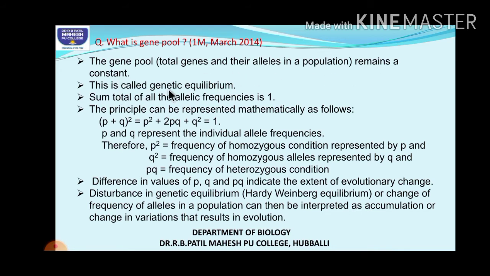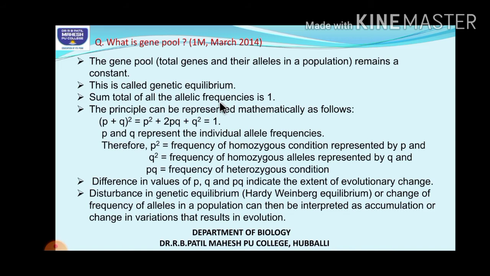What is genetic equilibrium if it is asked? What you are writing there? According to Hardy-Weinberg's principle, he said that the allele frequency remains constant and the gene pool remains constant. So this constancy is called as genetic equilibrium, and the sum total of all the allele frequencies always remains 1. This might also be asked for 1 mark. Okay, what is the sum total of all the allele frequencies? It is always considered to be 1.